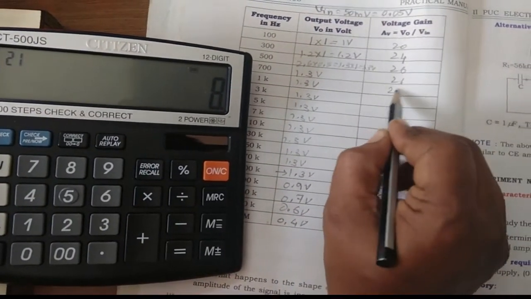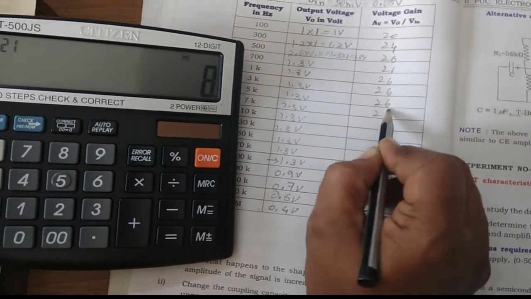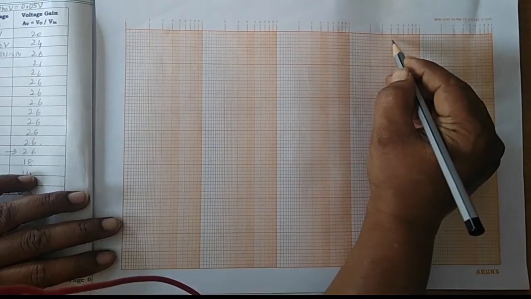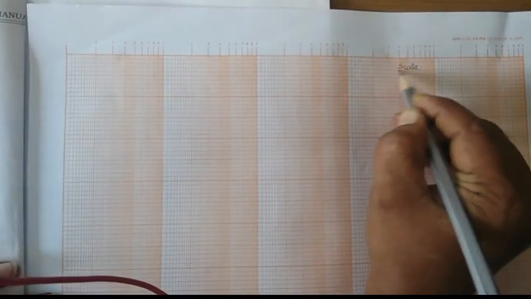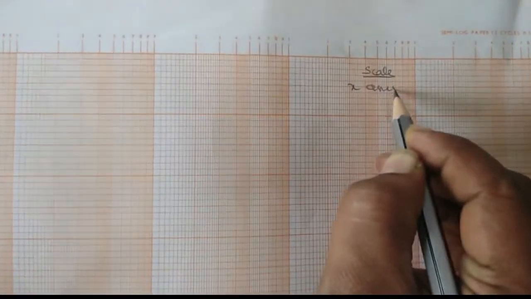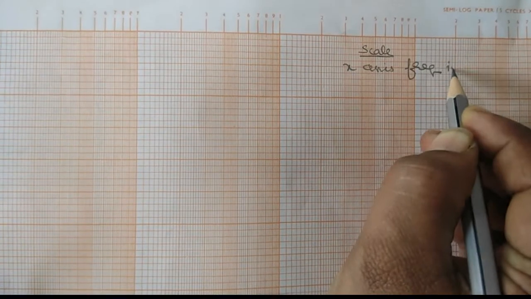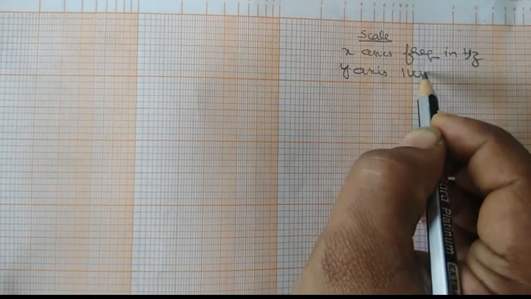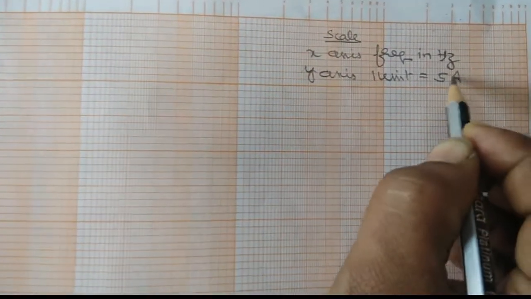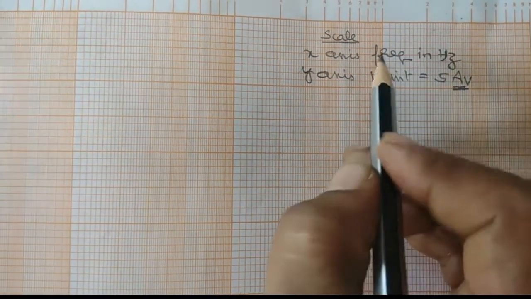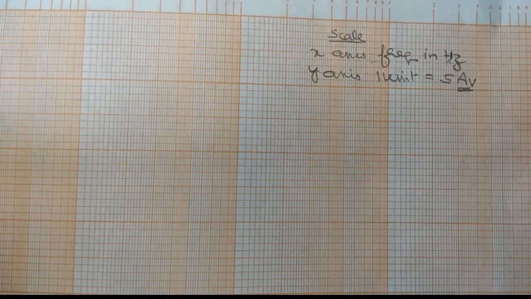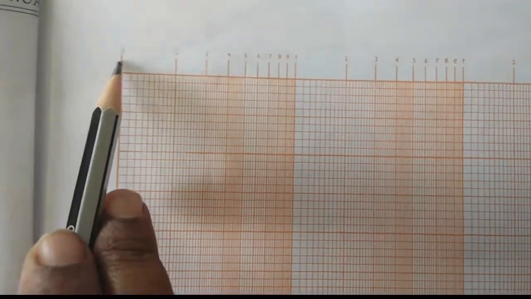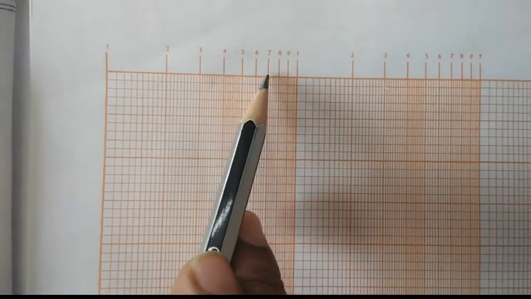Now I need to plot this in a graph called a semi-log graph sheet. This is a semi-log graph sheet. What we need to write as scale is: x-axis, frequency in hertz, and y-axis, 1 unit I need to write is equal to 5 AV. AV is for voltage gain. Here I am not writing 1 unit because you are noticing it here, the graph is not a regular scale. 1, 2, 3 up to 9, it is decreasing in size.